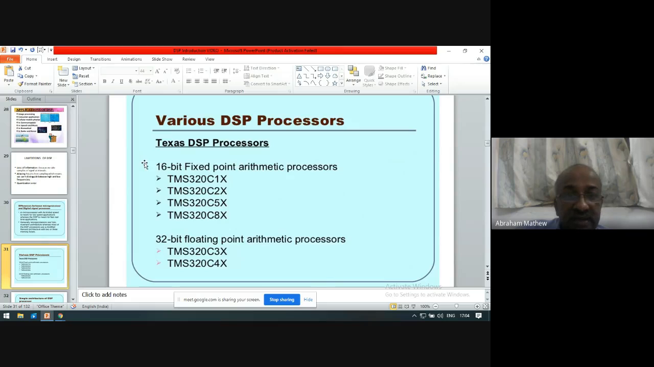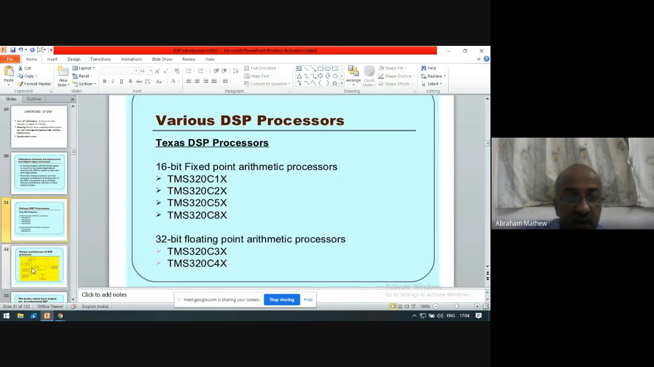There are various DSP processors such as TMS 320C1X, TMS 320C2X, TMS 320C5X, etc. These are all 16-bit. For 32-bit, there are TMS 320C3X and TMS 320C4X.